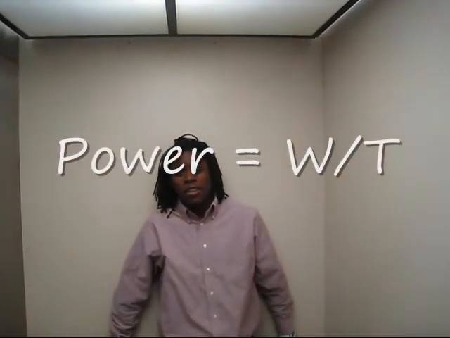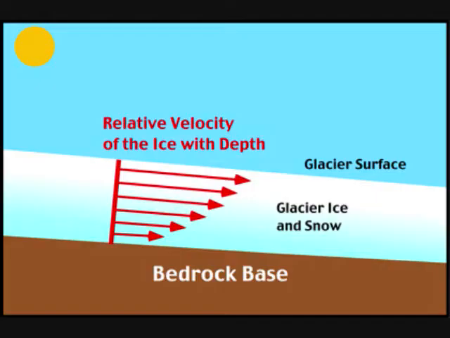Now, I'm going to talk about the power of a glacier. Power is the measure of how quickly work can be done. Power is equal to the amount of work done over the time it took to do that work. Power relates to a glacier. We'll soon find out that it has more power at the top versus the bottom.